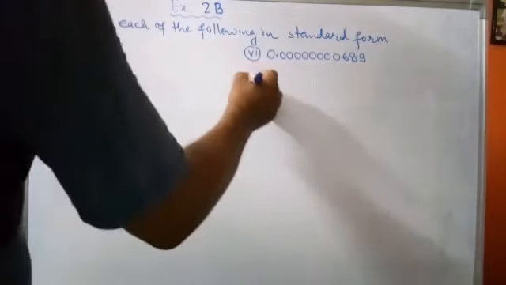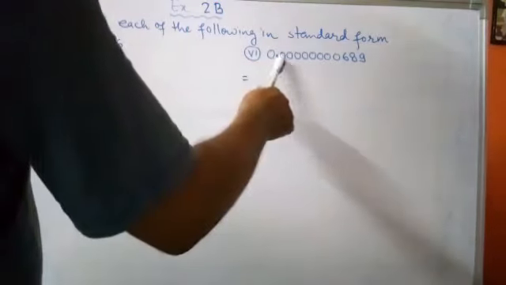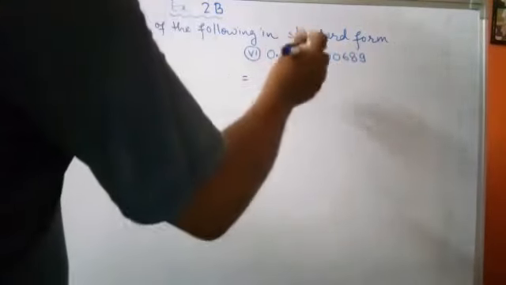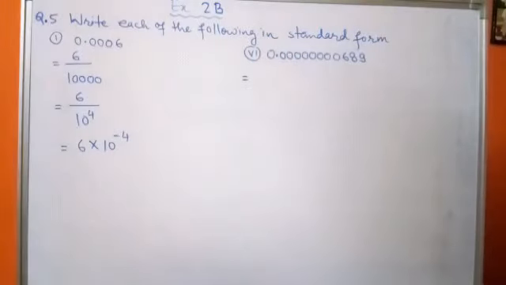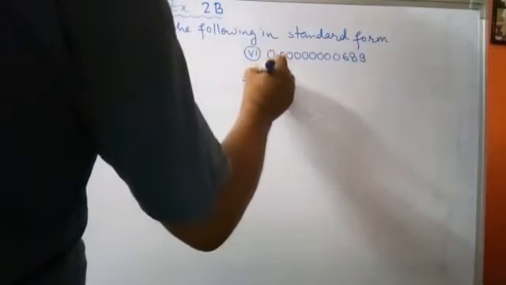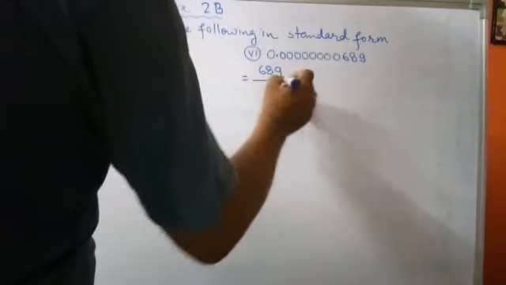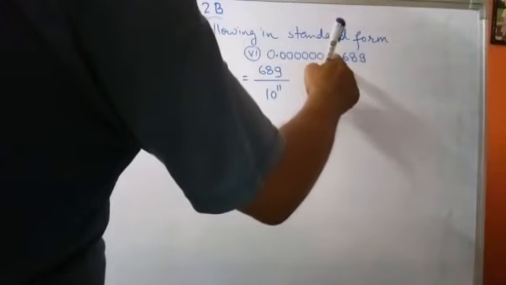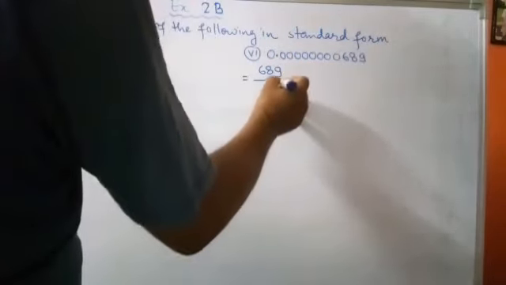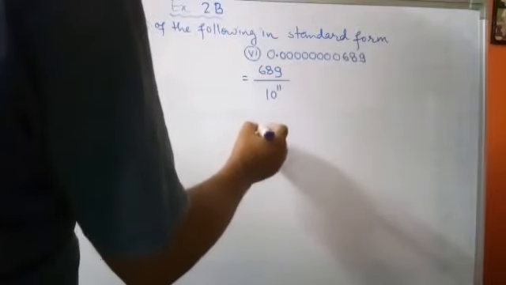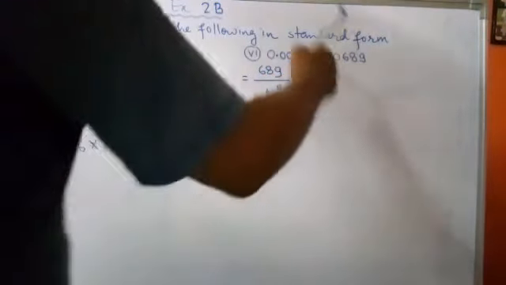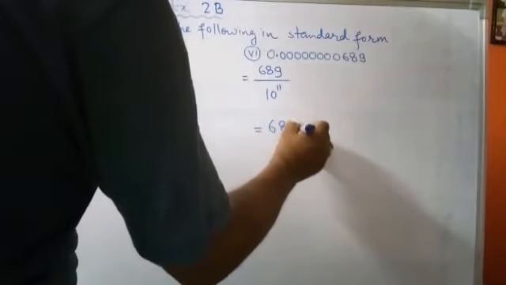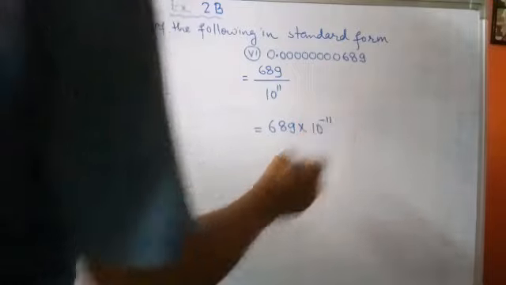Now in the next question, we can see after the decimal there are 8 zeros and after that 689. So this number is also changed into A by B form, that is 689 divided by 10 to the power 11, because of 8 zeros and 3 digits including these. Again, when this 10 to the power 11 is moved to the upper side, it becomes 689 into 10 to the power minus 11.